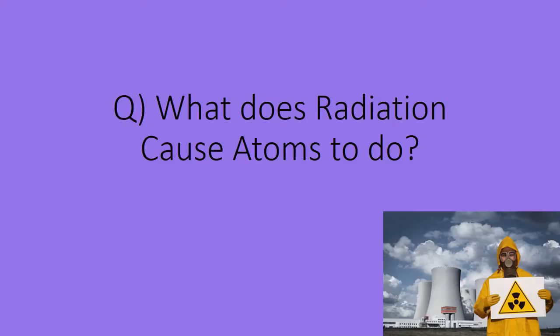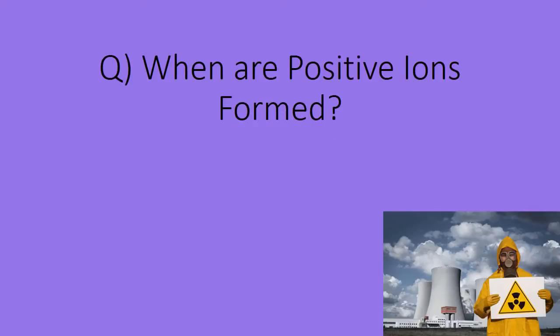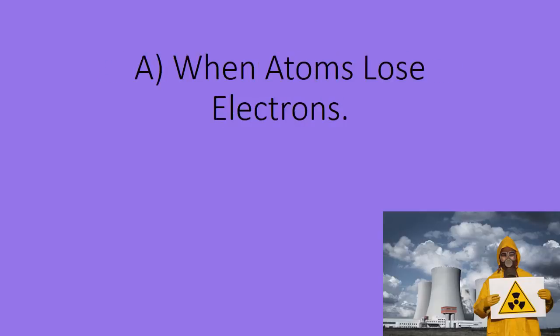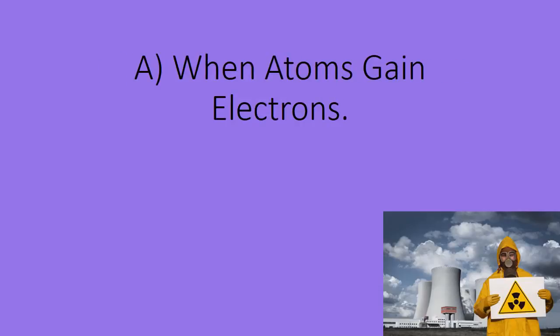What does radiation cause atoms to do? Lose or gain electrons, turning atoms into ions. When are positive ions formed? When are negative ions formed? When atoms gain electrons.